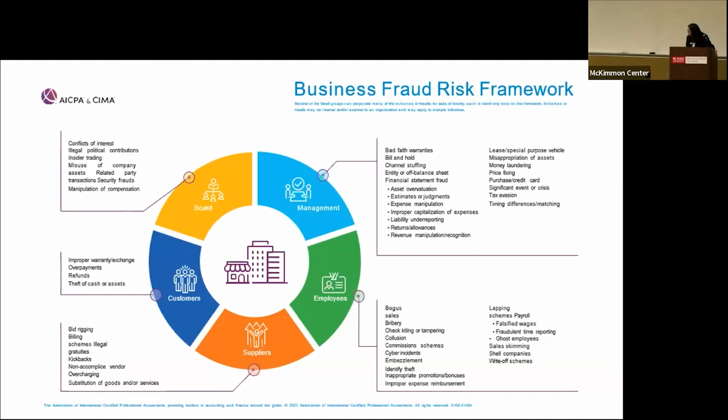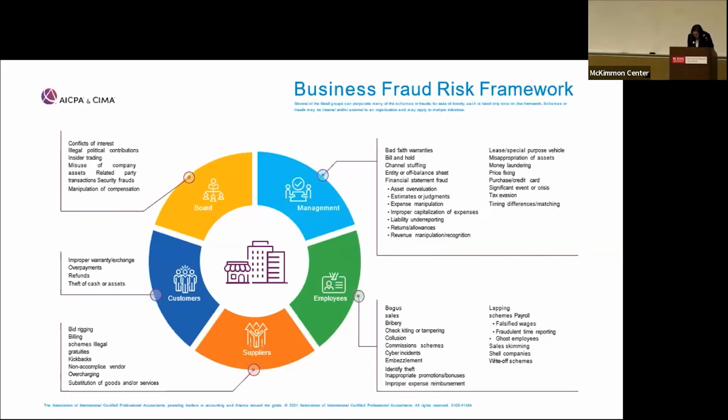Employees are in green. The items listed there start with bogus sales and bribery, check kiting or tampering, and collusion. I think those are towards the top because of dollar impact to you. But expense report fraud would be included here, and you can have a lot more instances of it. With expense report fraud, the dollar impact is not going to be as harmful to your organization, but I think there are so many more potential perpetrators of expense report fraud than in any of the others.